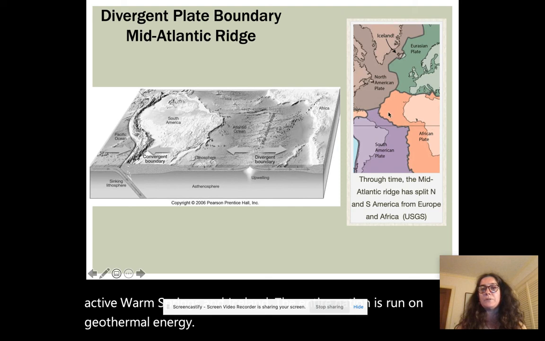Here's an example of what the Mid Atlantic Ridge looks like running through the middle of Iceland and also through the middle of the Atlantic Ocean. Here it is as well.